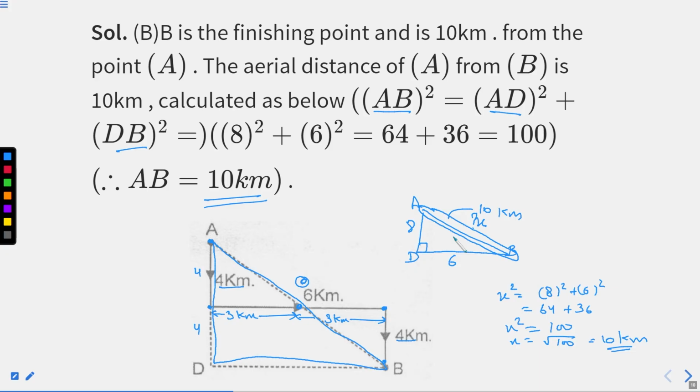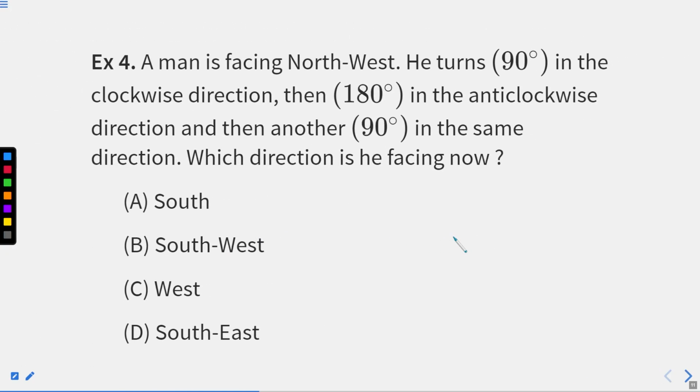Let's take one more example of a similar kind, in which we are dealing with the directions. For that, read the question properly. Here, you can see that a man is facing northwest. Where is he facing? In the northwest direction. So if I make a small plus here, later I'll show you a diagram there. There I'll explain you each and everything. He is facing in the northwest direction.